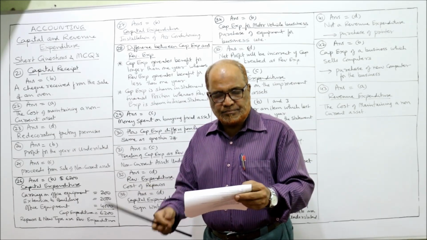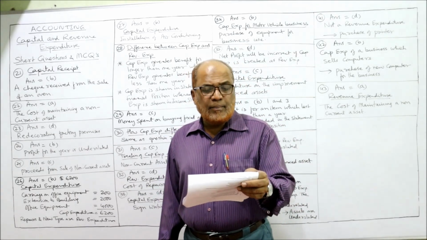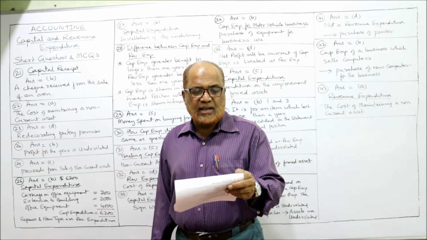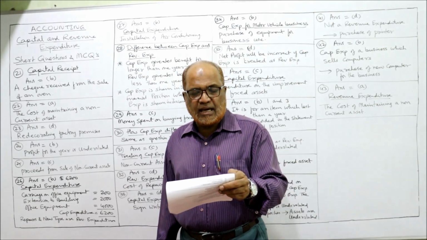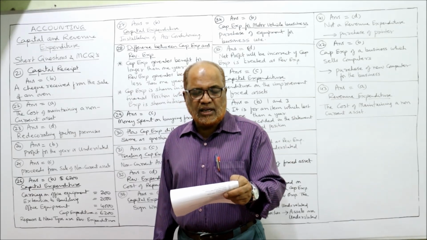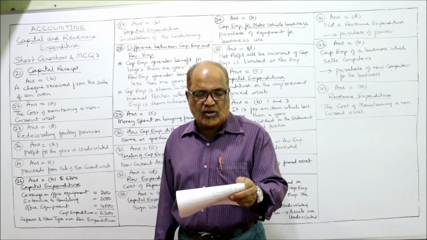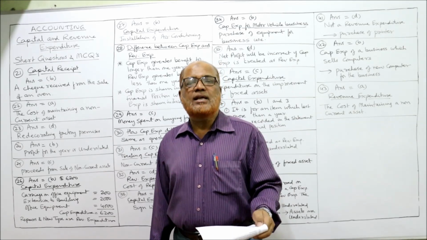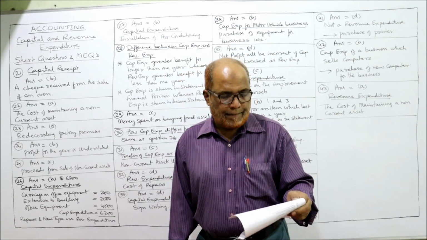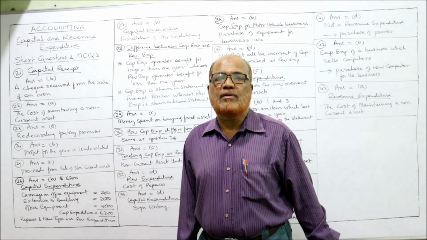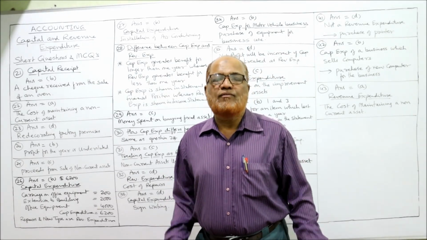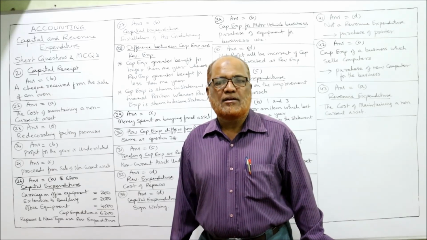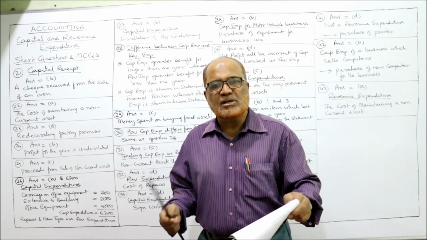Next, 26th. A trader made the following payments. Building repair $1,000, carriage on office equipment $200, extension of building $2,000, new tire for van $100, office equipment $4,000. What is the total capital expenditure? So 6 items are given. Out of 6 items, which are the items of capital expenditure? We have to decide. Some are capital expenditure, some are revenue.